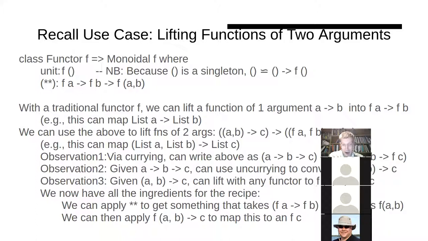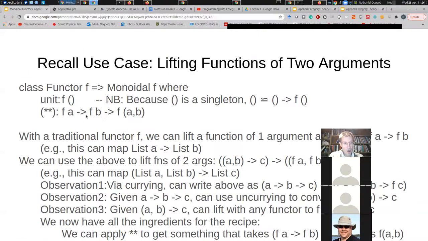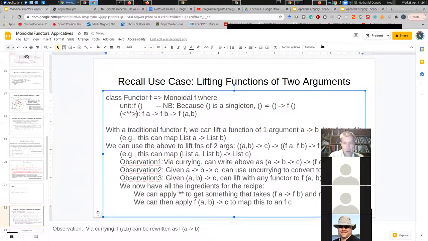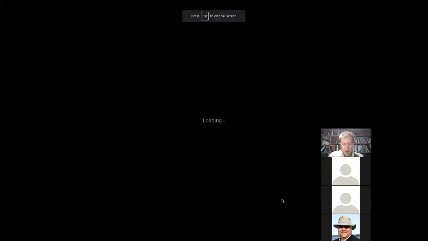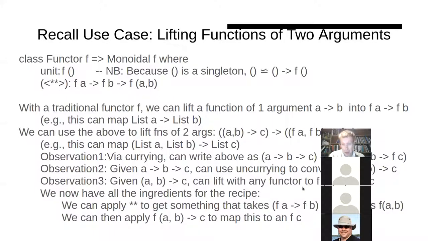But where are we going to get this F of (A, B) coming from? Well, this F of (A, B) pair, where can we get that from? Well, we can get it from right up here. That's what a monoidal functor gives us. This is what the monoidal functor gives us. It gives us this ability to take these two things, an F of A and an F of B, and get an F of (A, B). So we know we can get that. If we were given an F of A and F of B, we can get an F of (A, B). But that's exactly what we want. We want to return something which takes an F of A, takes an F of B.